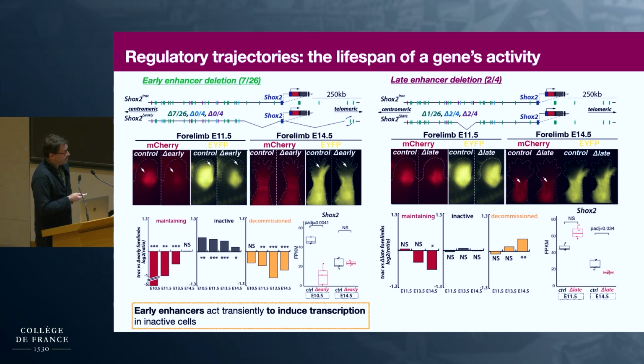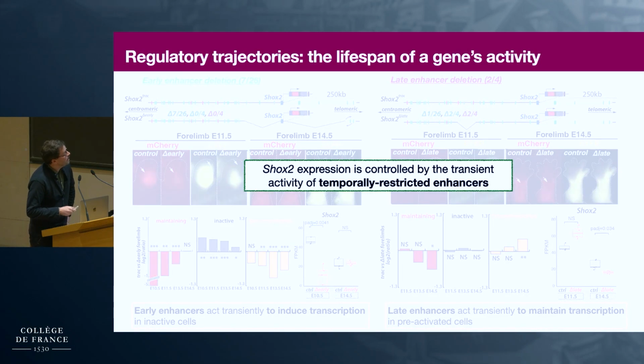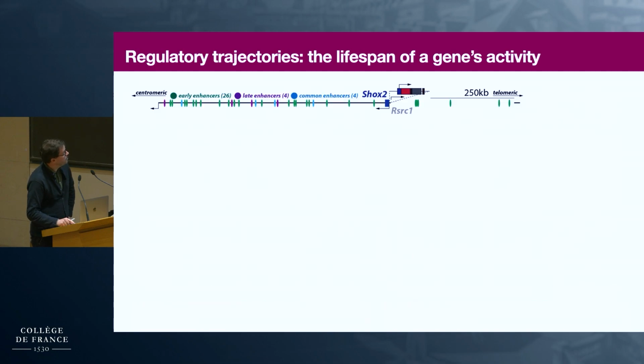Here is the effect. If we look at SHOX2, we see a decrease at late stage. We see a non-significant increase at early stage, which we didn't fully understand for now. The late enhancer then also acts transiently here to maintain transcription in pre-activated cells. So we see that the SHOX2 expression is controlled here by the transient activity of temporally restricted enhancers. Right.